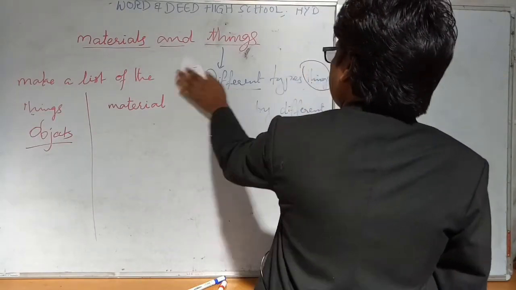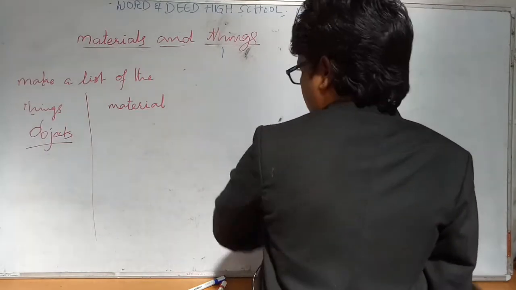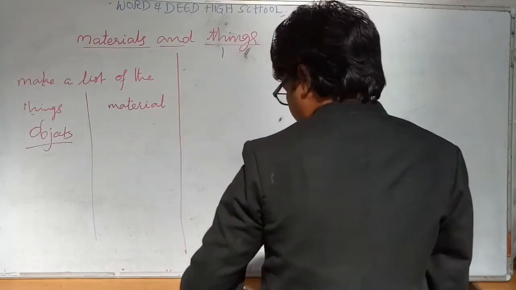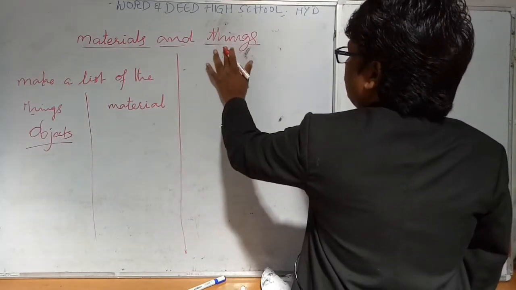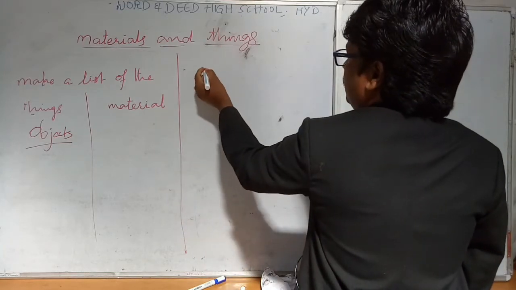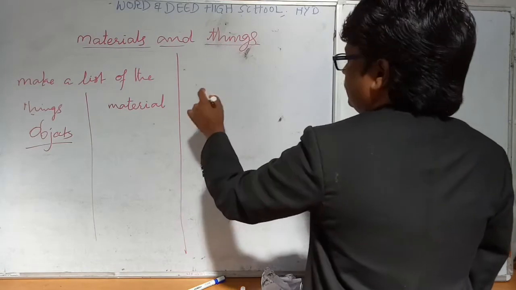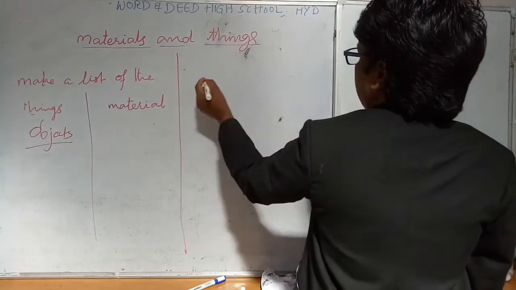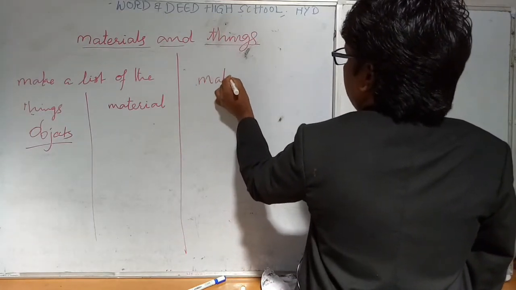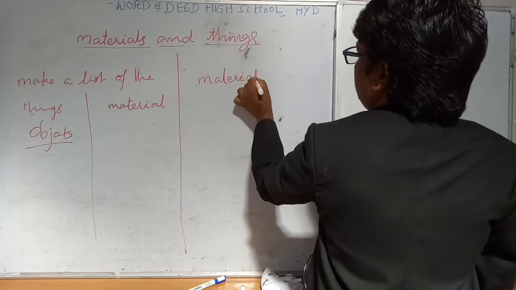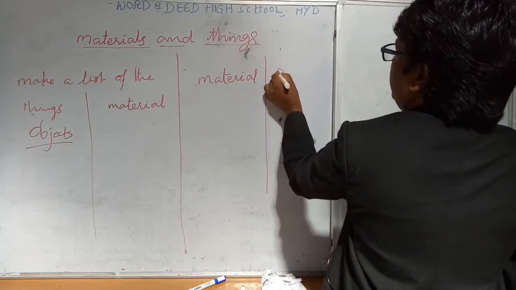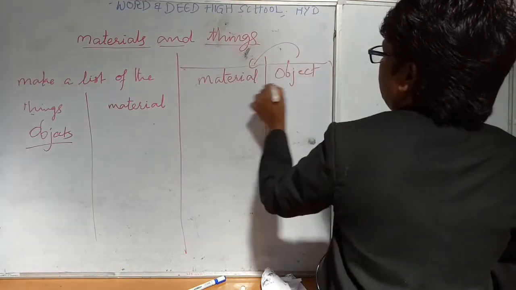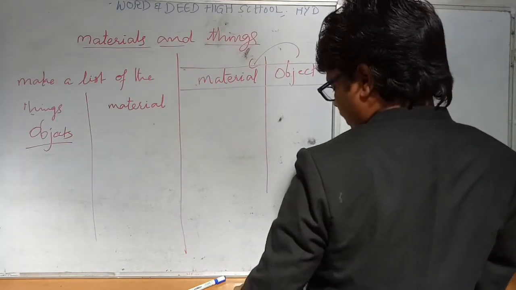And next, what are the materials used to make different things? Here the objects made of different materials and materials used to different objects. Okay, here you have to write the name of the material and you have to write the name of the object made by this material. Okay, this type of activities you have to do.